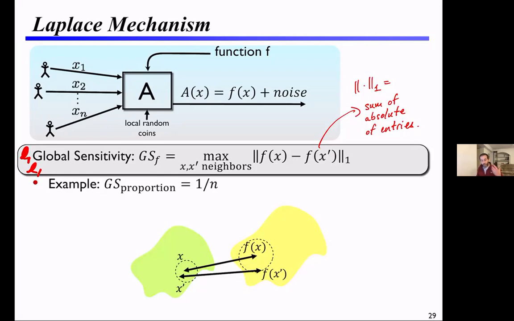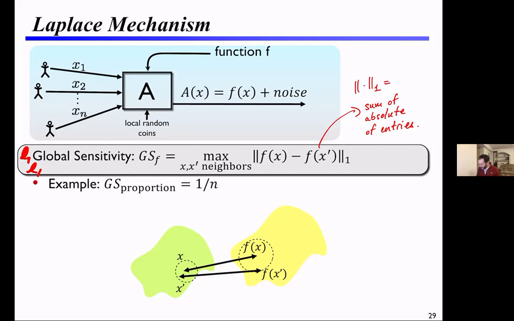For example, for the proportion example we saw before, that's a one-dimensional function. In one dimension, this norm is just the absolute value of the difference in the values of the function between f of x and f of x prime. So if I change one person's record, they go from either diabetic to not diabetic, or the other way around, from not diabetic to diabetic. The proportion of diabetics will then change in absolute value by at most 1/n.